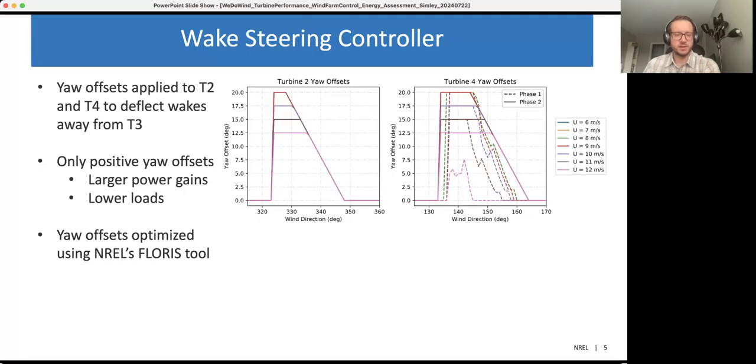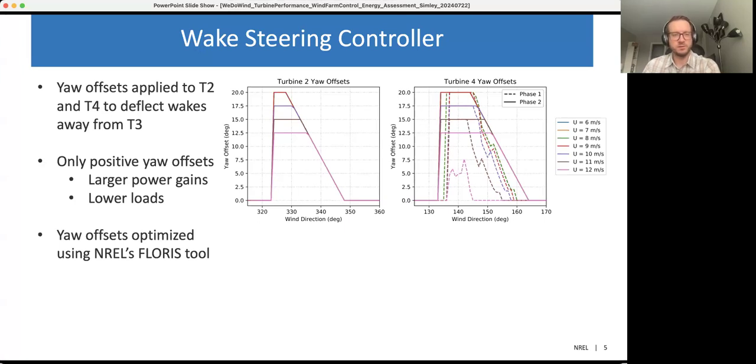And so we used a lookup table, which was the yaw offsets we would apply as a function of wind direction. And there was also a wind speed dependence. So generally, as the wind speed increases, then we reduce the yaw offset magnitudes to mostly mitigate the impact on structural loads on the turbine from operating with yaw misalignment.